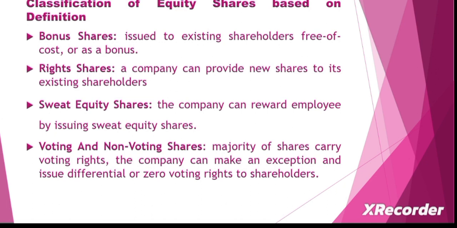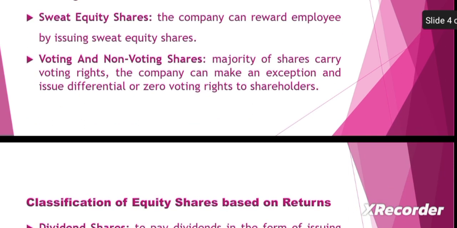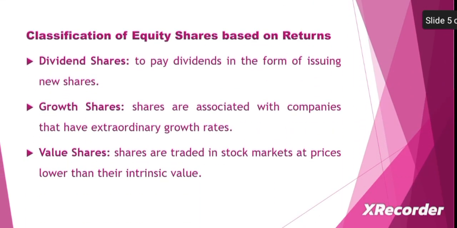Then we classified the equity shares based on returns. Based on returns, we have three types of shares. The first one is dividend shares. A company can choose to pay dividends in the form of issuing new shares on a pro rata basis. The next one is growth shares. These types of shares are associated with companies that have extraordinary growth rates. While such companies might not provide dividends, the value of their stocks increases rapidly, thereby providing capital gains to investors.